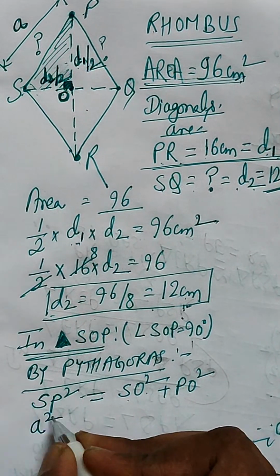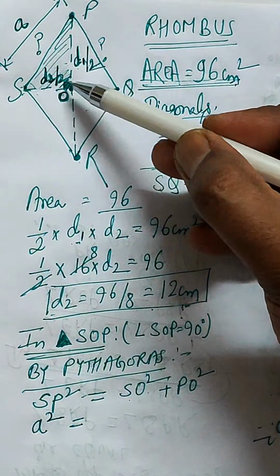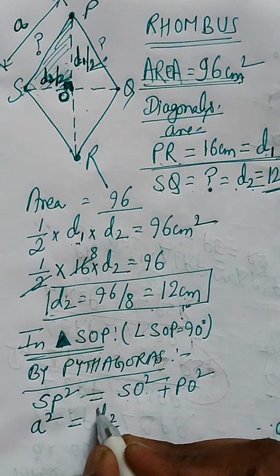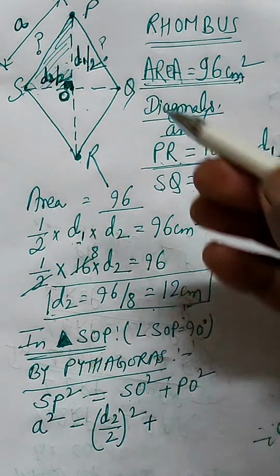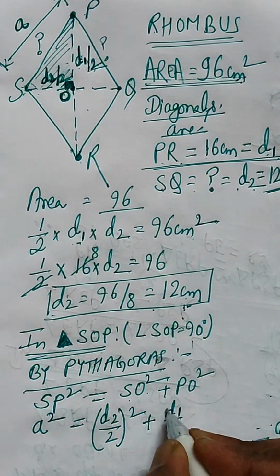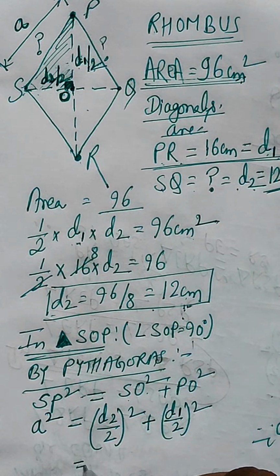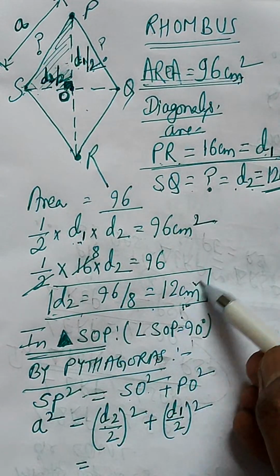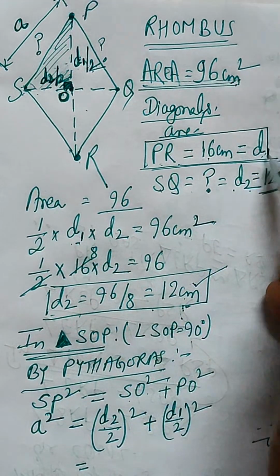So it will be A square, which can be equated as SO square. SO is d2 by 2, so it can be written as d2 by 2 whole square, plus PO square. PO is d1 by 2, whole square. Now when you put in the values of d2 and d1, d2 is 12 and d1 is 16. You can see here d1 is 16.